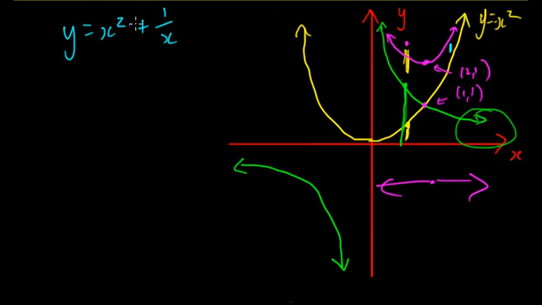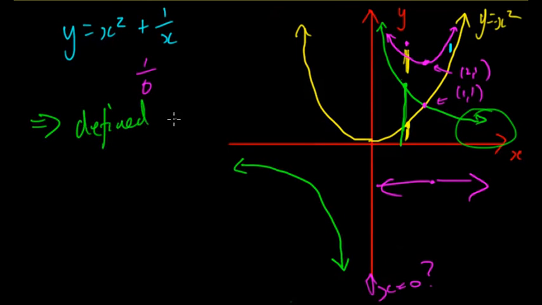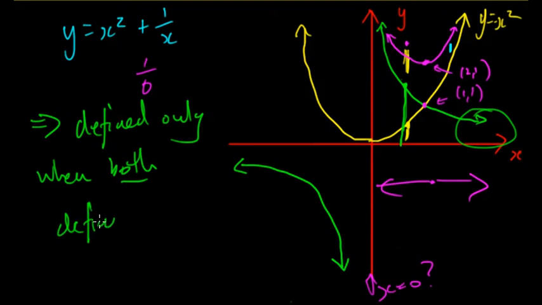So does this function exist at x is equal to 0? Well, no, it doesn't, because 1 on 0 is undefined. Even though y is equal to x squared is defined at x is equal to 0, the 1 on x isn't. So for some functions, you have to look at both to see where it is defined. It's defined only when both the functions are defined. So we know that x does not equal 0 for this one.